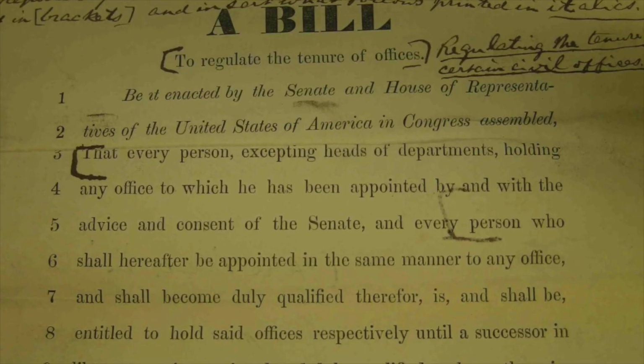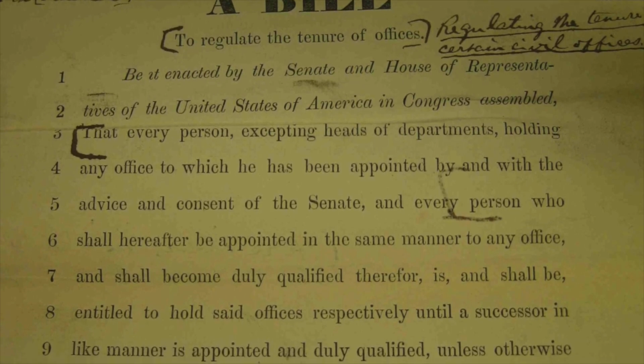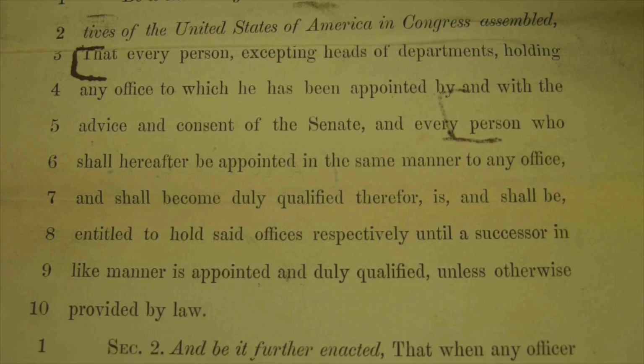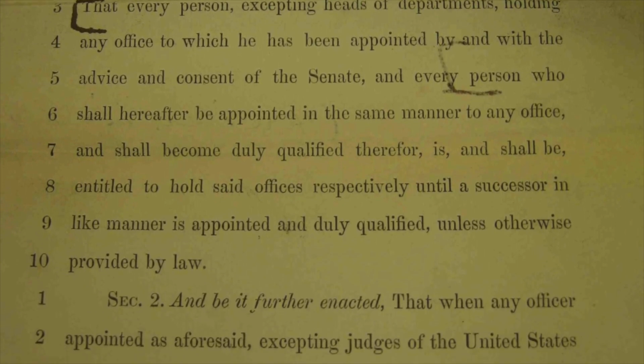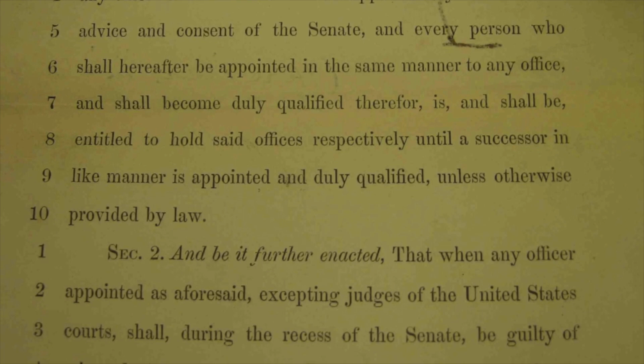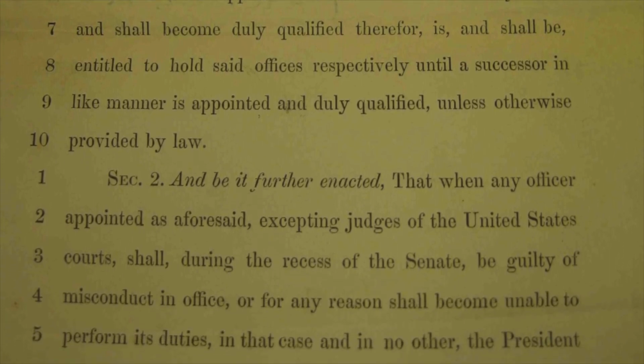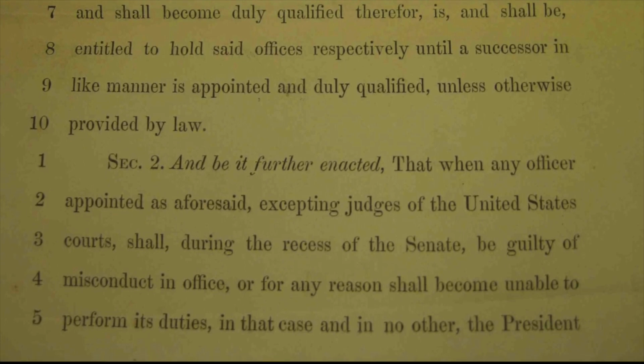At the same time, it passed the Tenure of Office Act. The Tenure of Office Act required that any appointee who needed congressional approval to receive their office also needed it to be fired from that office. It was the Tenure of Office Act that would be the primary cause behind Johnson's impeachment.